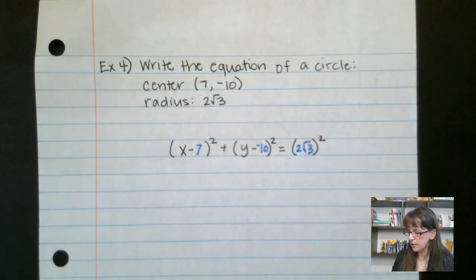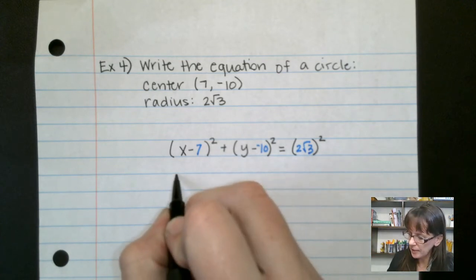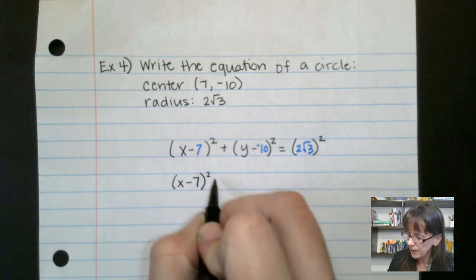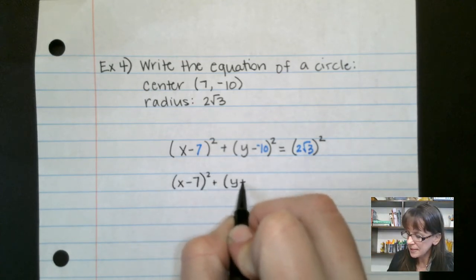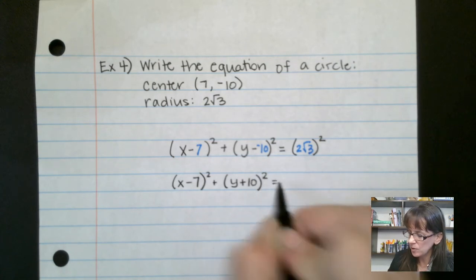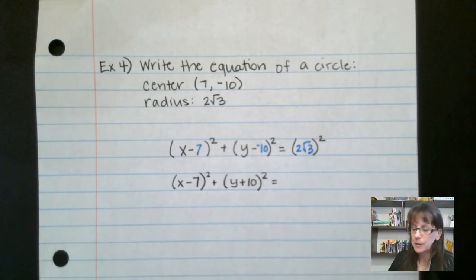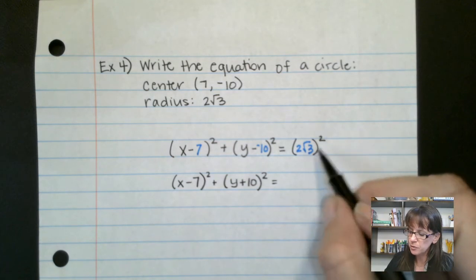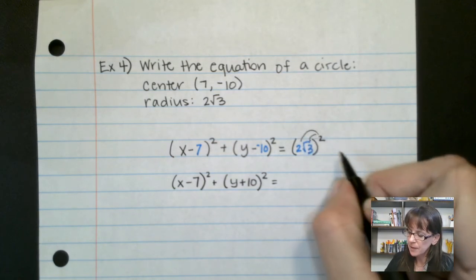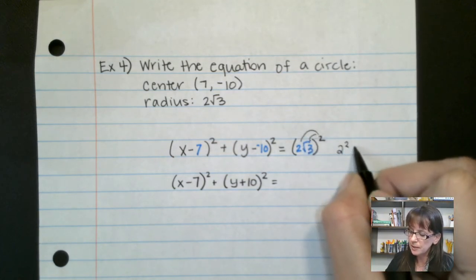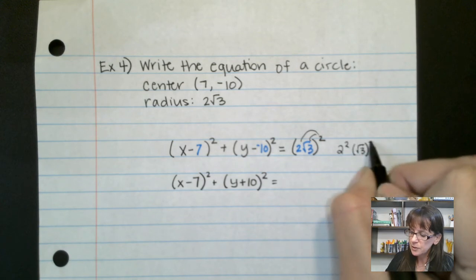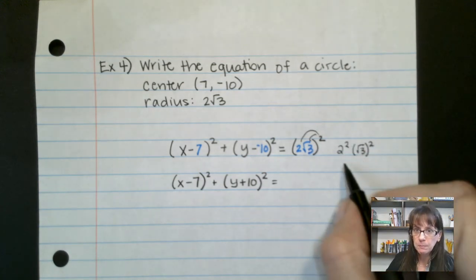Okay, so when we go to clean this up now, this first bit, totally fine. (x minus 7) squared plus (y plus 10) squared equals. Now, in this case, you want to be very careful. You want to take this squared and we're going to distribute it to both the 2 and the root 3. So we end up with 2 squared times root 3 squared. Well, 2 squared is 4.